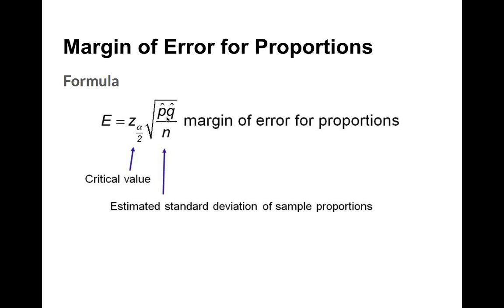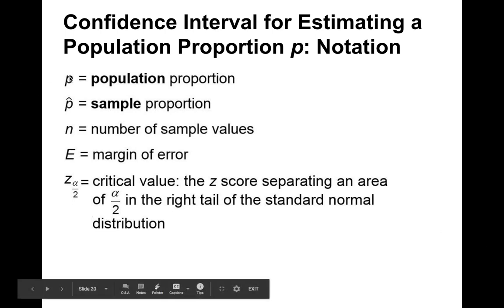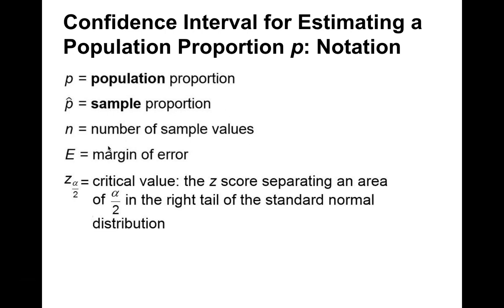So think back to binomial distributions. P was kind of success, Q was failure, right? And we know that to get Q, we just do 1 minus P. Same thing here. So in the example of Facebook, our P was 0.43. So in this case, our Q would be 0.57, or 1 minus 0.43. Okay. So here's some notation you need to make sure you understand. P is our population proportion, P hat is our sample proportion, n is the number of sample values, E is the margin of error, and z sub alpha over 2 is our critical value.